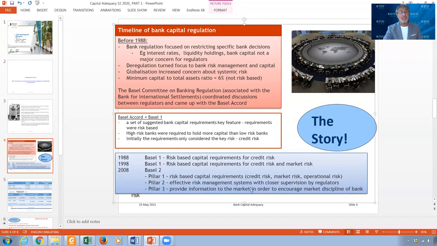And in pillar three, they were talking about what kind of information the bank should disclose so they can activate the market discipline, where the investors and the shareholders can react according to that. And all those, they think, are actually requirements to control the risk. So this is actually the issue.